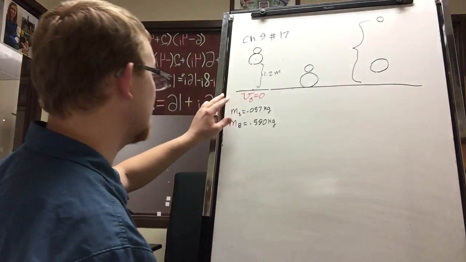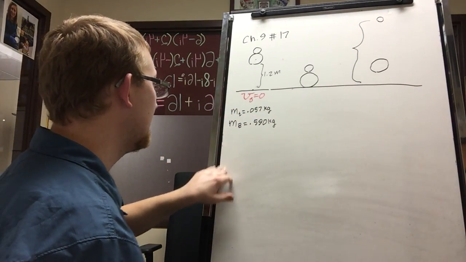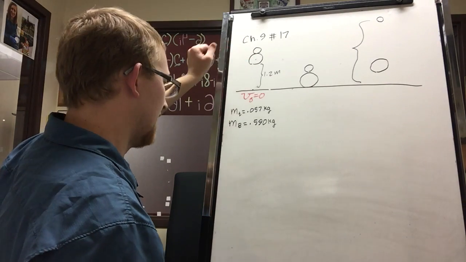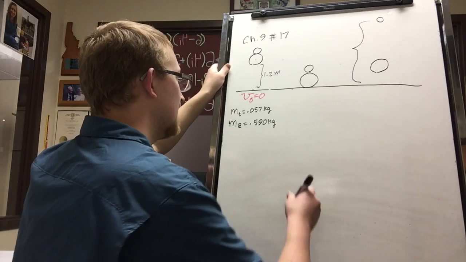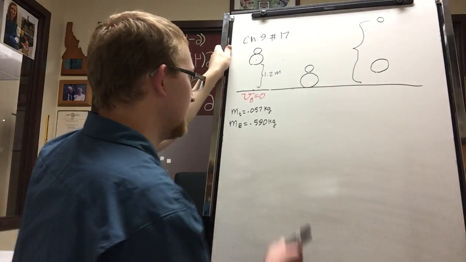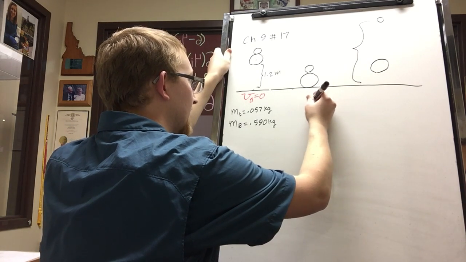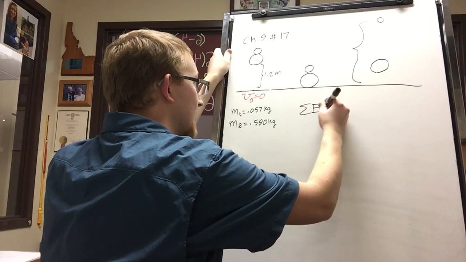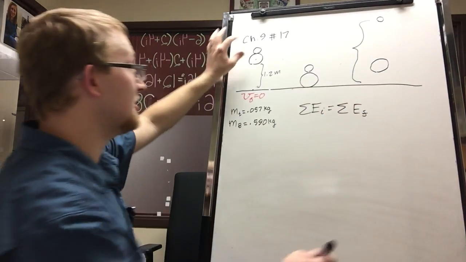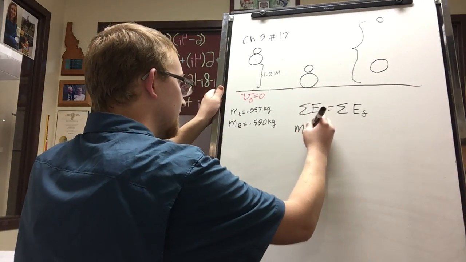So the mass of the tennis ball here is 0.057 kg. Mass of the basketball is 0.59 kg. We dropped this from a height of 1.2 meters. And so it's curious about what the velocity of the basketball is when it hits the ground. Well, we could just calculate the sum of energy initial equals the sum of energy final. So initially we start at rest. So all we have is gravitational potential energy.